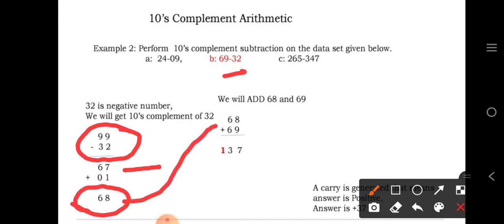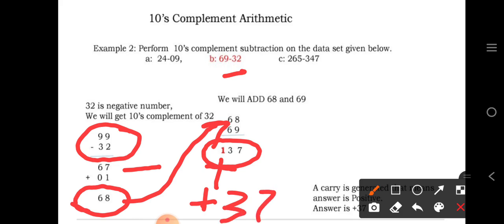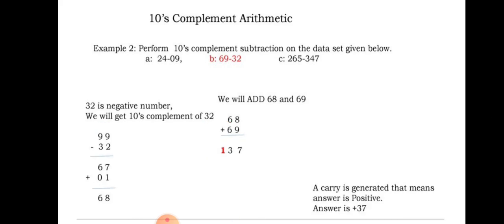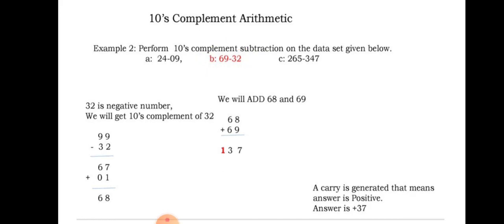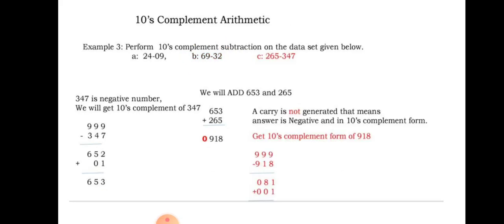Now this 68 is added to the 69. We will get the answer as 137. Here the 1 is nothing but the positive sign of 37. So the carry is generated, that means the answer is positive, and the answer is plus 37. So 69 minus 32, the answer is plus 37. This is the second example. Now moving towards the third example.